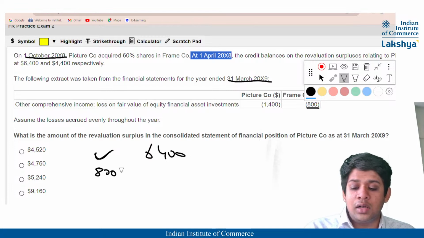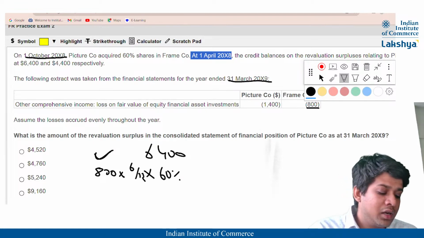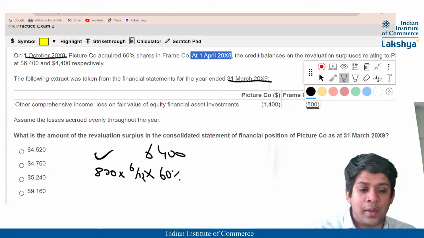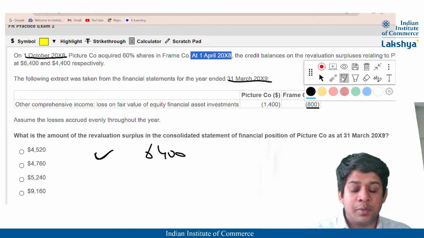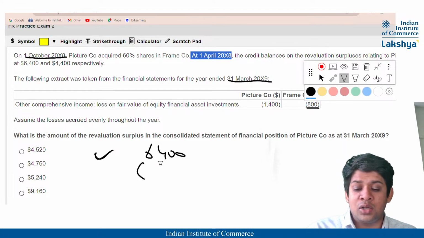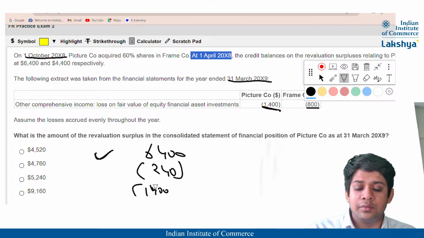So 800, and we have acquired the company 6 months back, that is from 1st October to 31st March, only 6 by 12, and into we have acquired 60% of the company. So only this much loss we are going to bear, 800 into 6 by 12 into 60%. That is 240. Correct? The revaluation loss that we take is only of the subsidiary company's 60% that we have. Right? Like we take the revaluation surplus, we can also take the revaluation loss of 240, and we have a revaluation loss of 1400. So that will also be deducted.